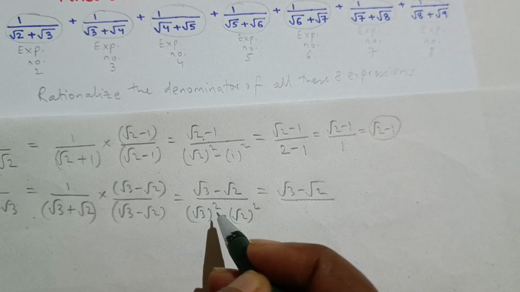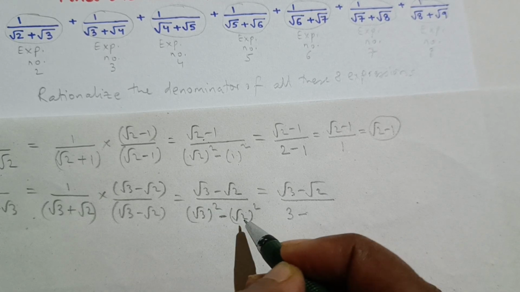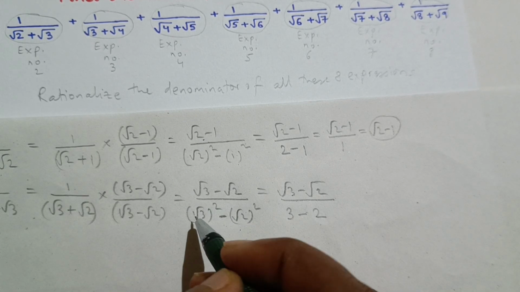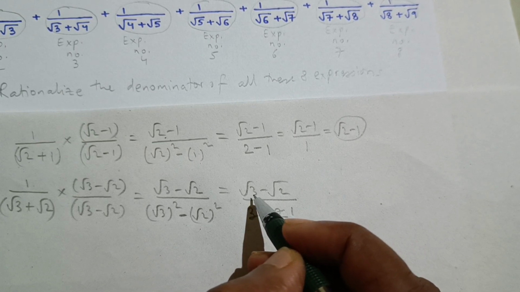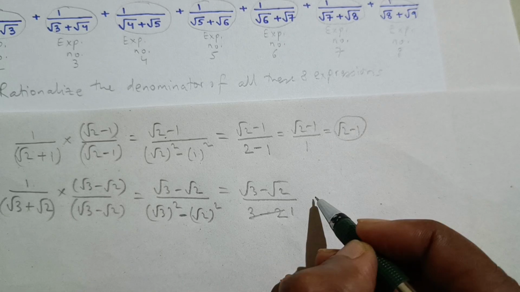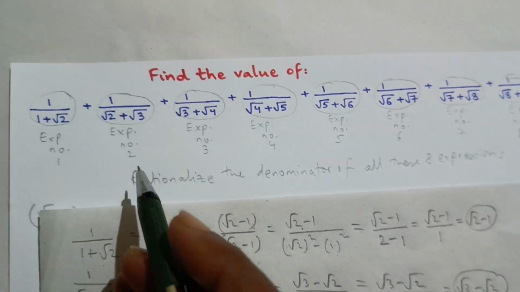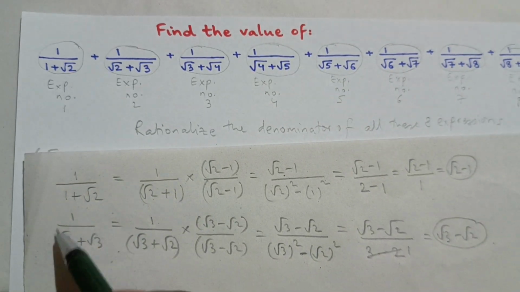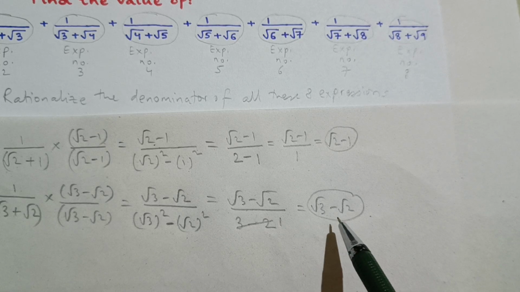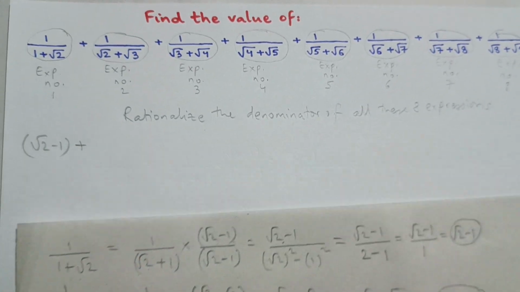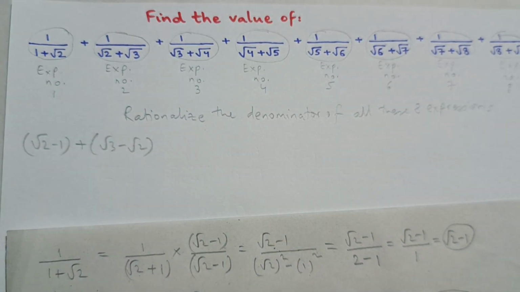Square root of 3 whole square is 3 minus square root of 2 whole square is 2. So it becomes 3 minus 2. And 3 minus 2 means 1. So square root of 3 minus square root of 2 upon 1 is simply square root of 3 minus square root of 2. So expression number 2, when I rationalize its denominator, becomes square root of 3 minus square root of 2.